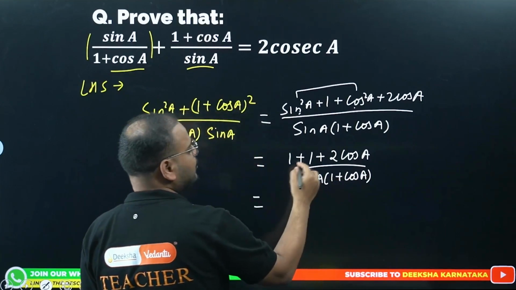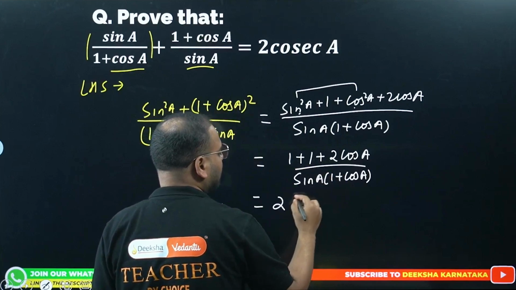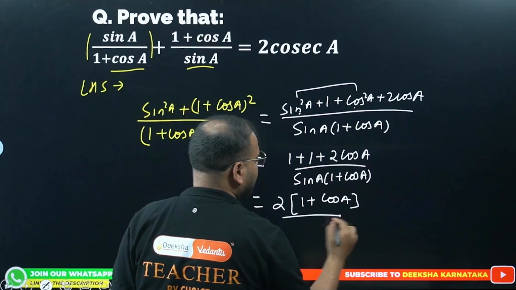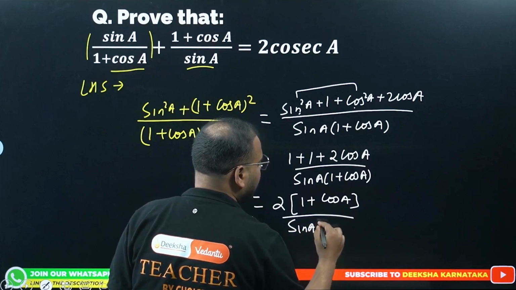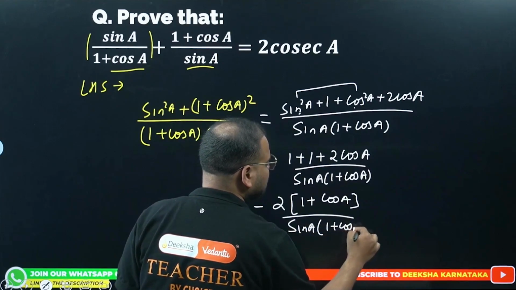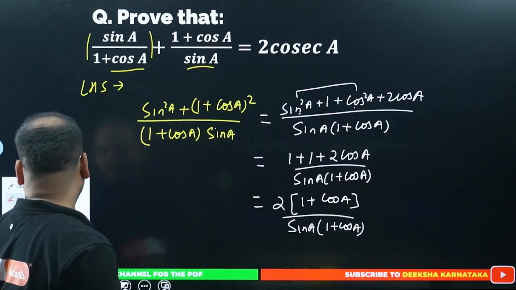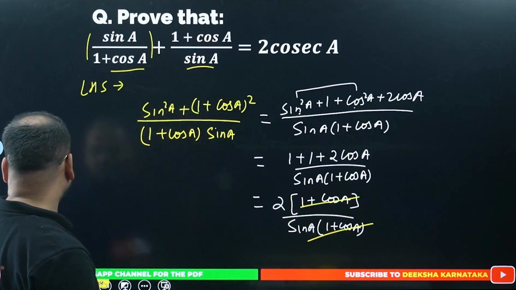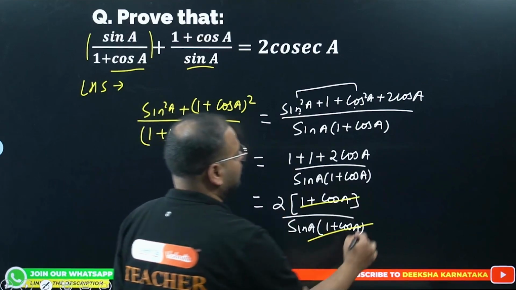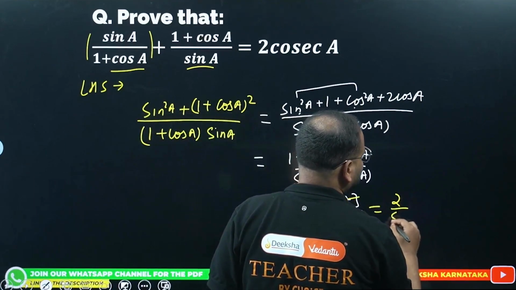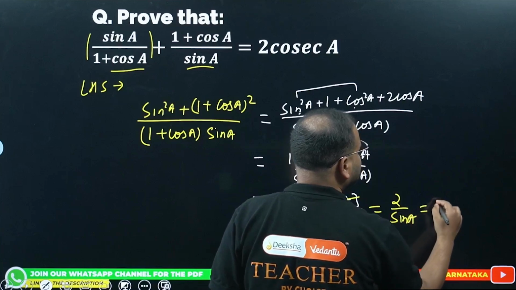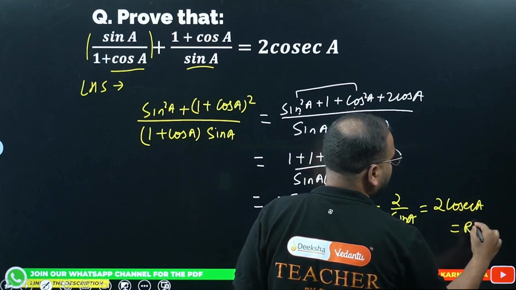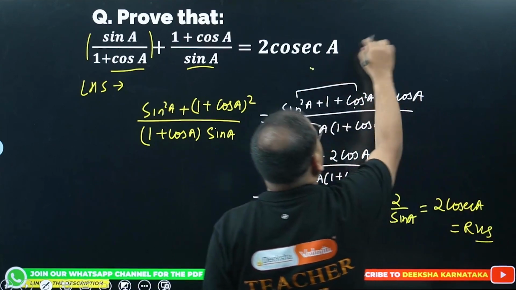Hope this is okay. 2 and 2 is there. I'll take it common. What do I get? 2 into (1 plus cos A) divided by sin A into (1 plus cos A). We'll cancel this. Okay, sir. What is left now? What's left in the final answer? 2 by sin A. 1 by sin is cosec. 2 by sin is 2 cosec A. Nothing but my RHS. Hence proved, sir.